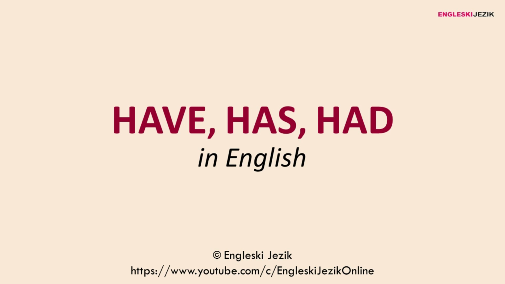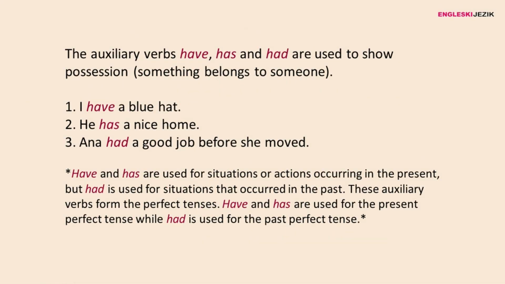Have, has, had in English. The auxiliary verbs have, has, and had are used to show possession. This means that something belongs to someone. For example, I have a blue hat. The blue hat is mine, therefore I have possession of it.